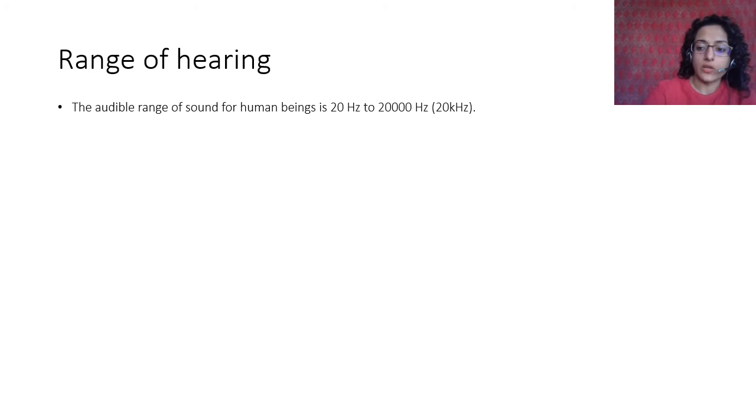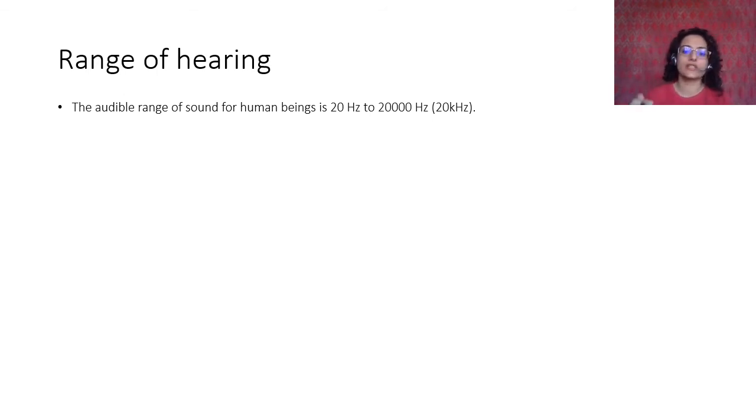So range of hearing. What is the range of hearing? Range of hearing is how much we can hear. So we can hear only a certain frequency. We can't hear every single sound, because whatever you hear around you is not the entire sound that is actually existing. There's a lot of sound energy that you cannot hear. That is just not audible to your ears because your ears are sensitive only to a certain range of frequencies.